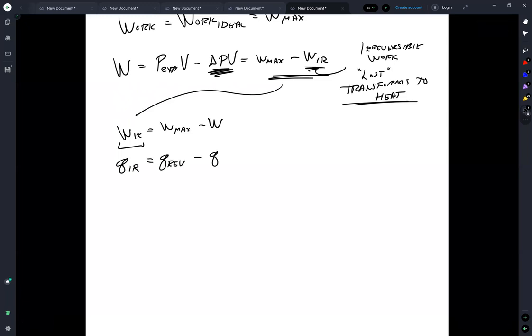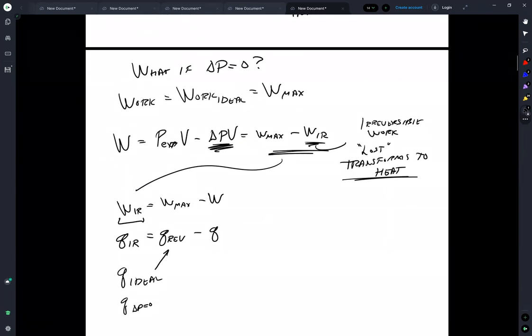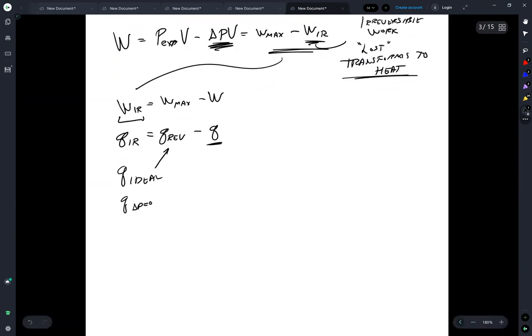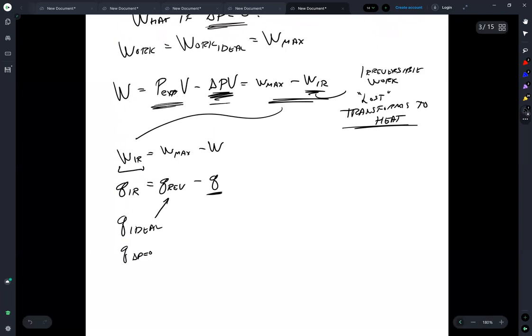So this Q rev, this is our Q ideal, or Q, you know, delta P equals zero. This is the heat you would see for a process that was purely quasi-static. This Q, on the other hand, is the Q that we observe when we have a process that has both a quasi-static and an irreversible term. In the same way, this W is the work that we observe when we have a quasi-static and an irreversible term.